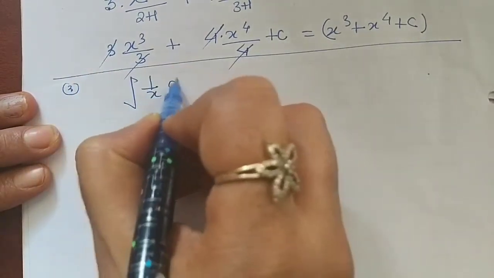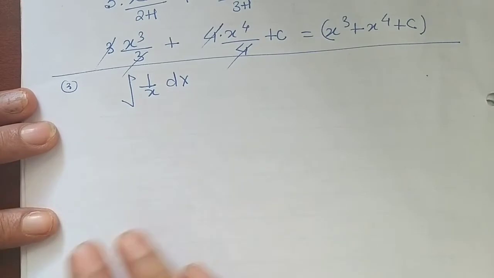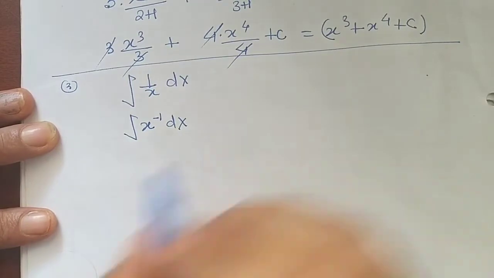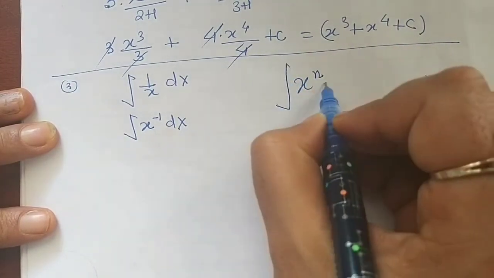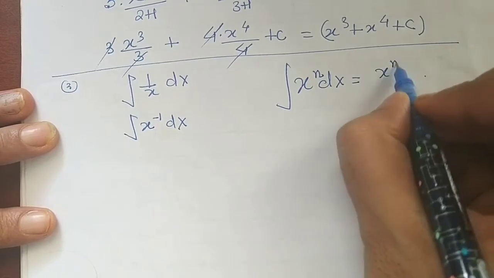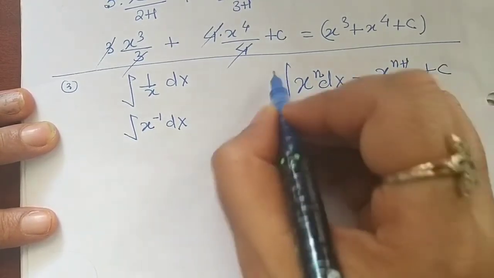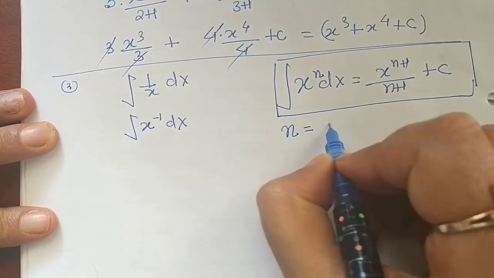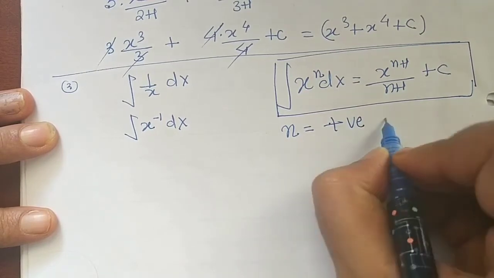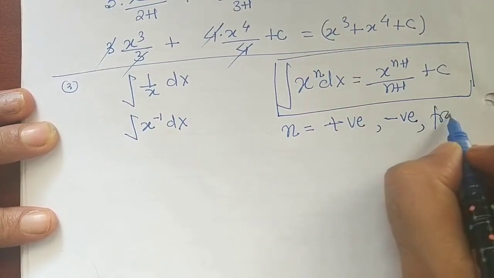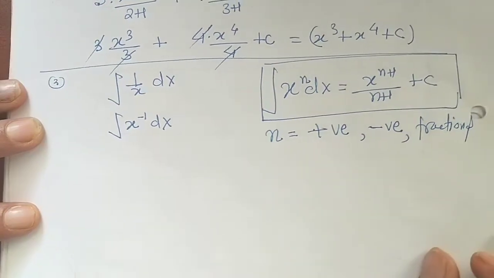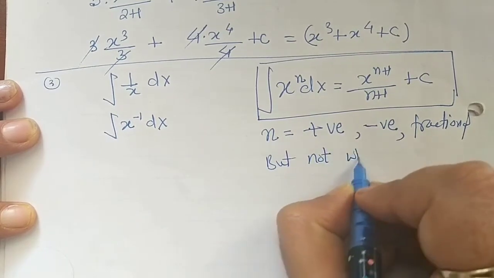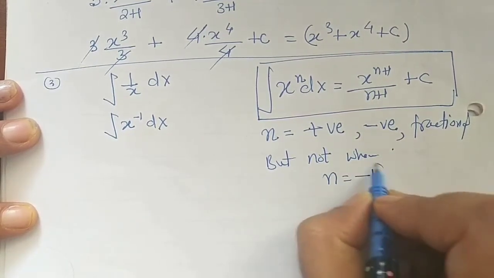They have written the integral of 1 by x dx. So what many students will do, I will tell you, they will write it as x to the power minus 1, and try to fit the n formula, x raised to power n plus 1 by n plus 1 plus c, because this is the formula which is applicable for n positive, negative or fractional. For all values of n, this formula is valid, but not when n is minus 1.